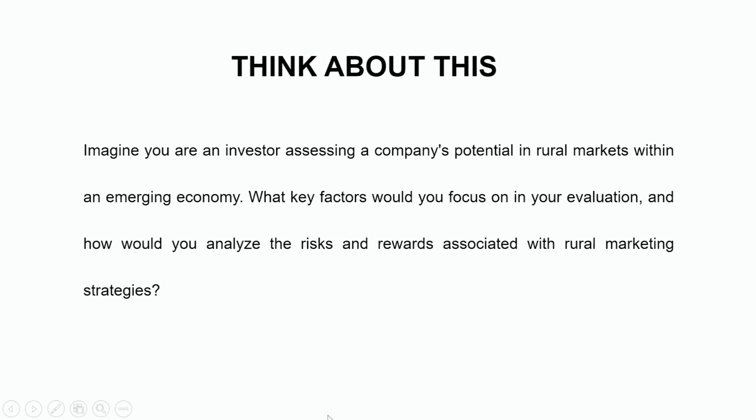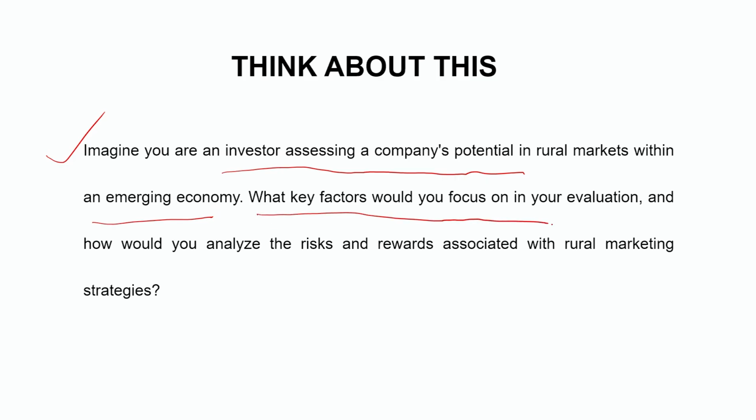At the end, there is a thoughtful question which will emphasize what we have covered till now in this lecture 2. You have to imagine that you are an investor assessing a company's potential in the rural market within an emerging economy. What key factors would you focus on in your evaluation, and how would you analyze the risk and reward associated with rural marketing strategies? The learnings that we have done in this session will help you to answer these questions, but I would rather emphasize that thoughtful thinking in answering these questions would be a better option.